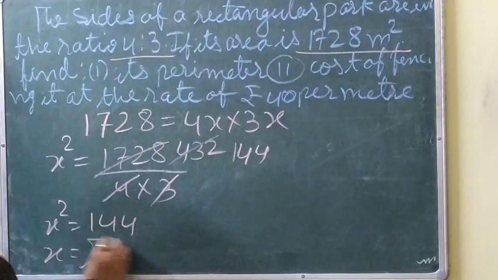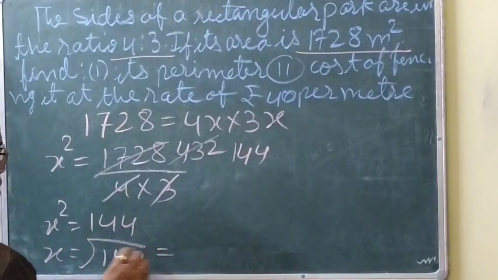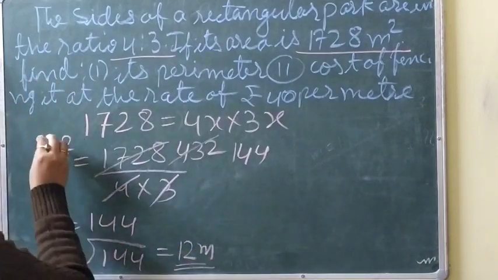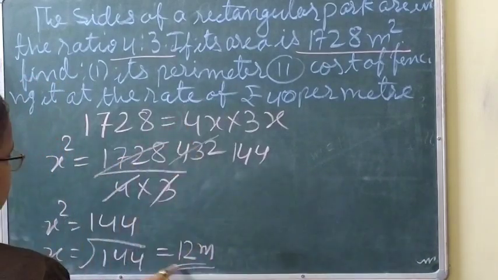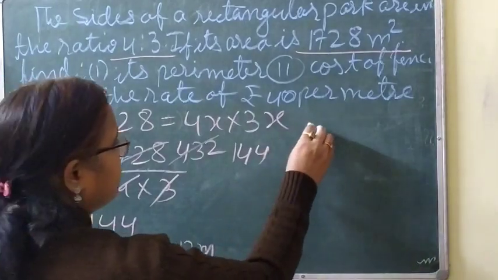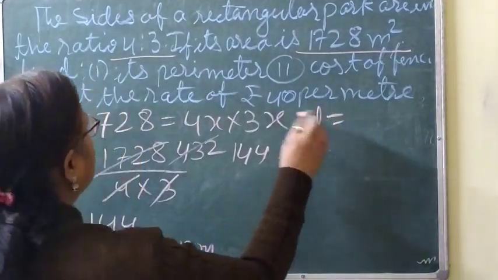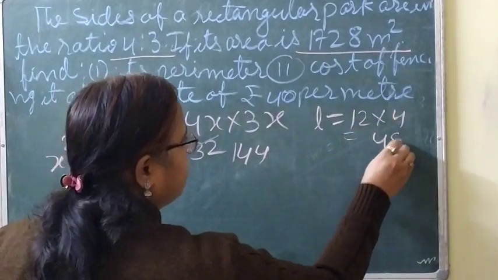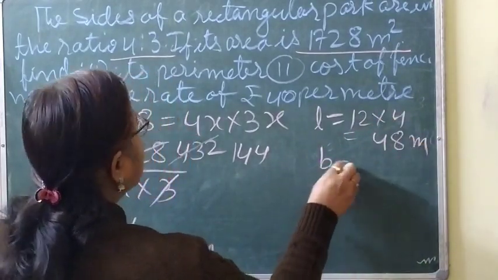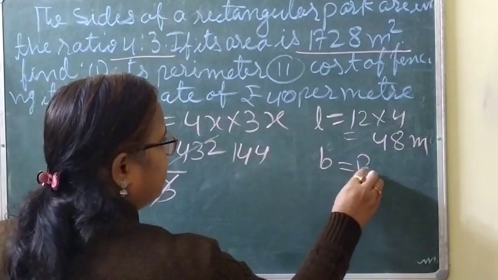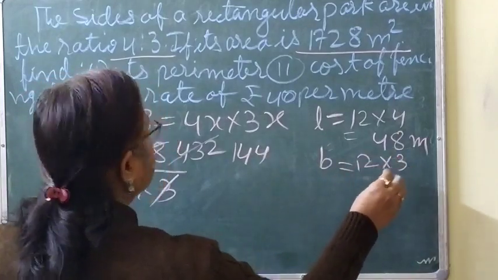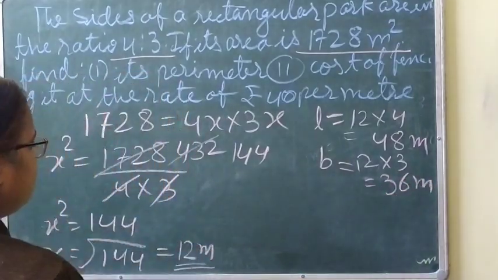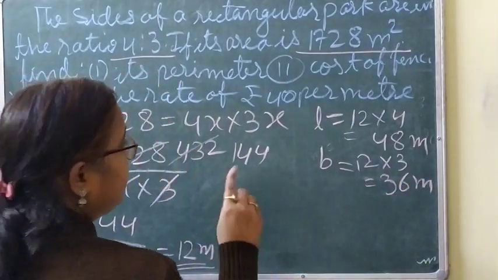Means x will be equal to the square root of 144, which is 12 meter. Clear? So x is 12 meter. If x is 12 meter, then length will be 12 into 4, 48 meter, and breadth will be 12 into 3, 36 meter. Clear?